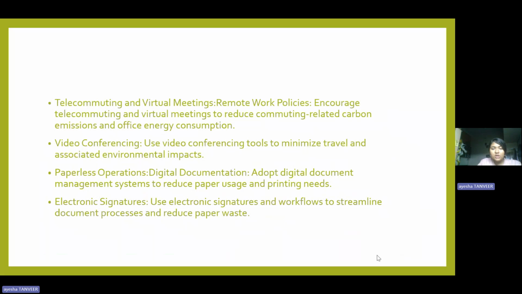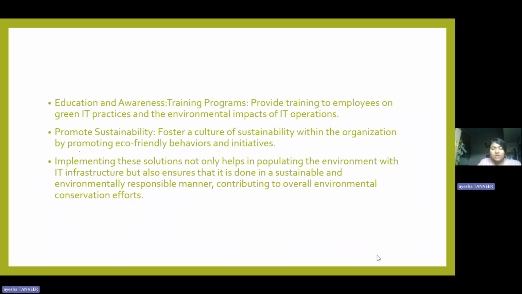Paperless operation. Digital documentation. Adopt digital document management systems to reduce paper usage and printing needs. Electronic signatures. Use electronic signatures and workflows to streamline document processes and reduce paper waste. Education and awareness. Training programs provide training to employees on green IT practices and the environmental impacts of IT operations. Promote sustainability. Foster a culture of sustainability within the organization by promoting eco-friendly behavior and initiatives.